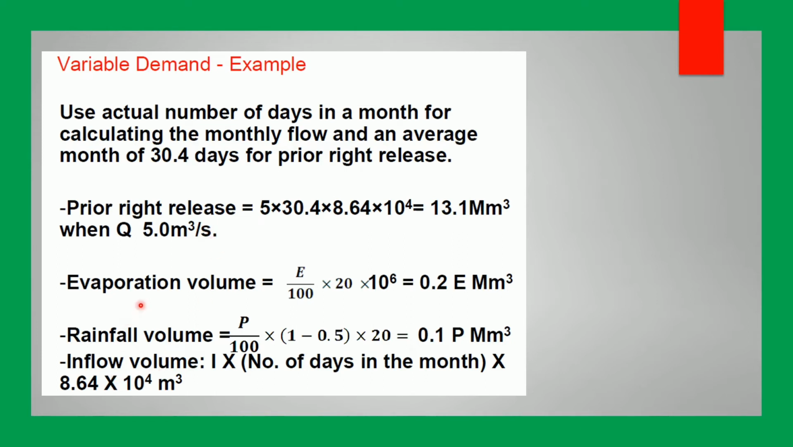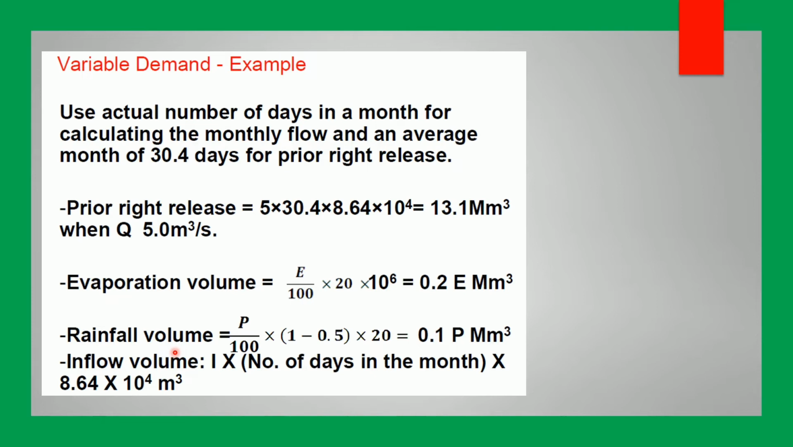So the evaporation volume is equal to A over 100 times 20 times 10 to the power of 6, which is equal to 0.2 Mm³. That is the evaporation volume. Then the rainfall volume is P over 100 times (1 minus 0.5) times 20, which is equal to 0.1 P. That is the rainfall volume.